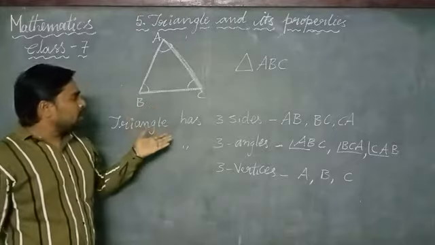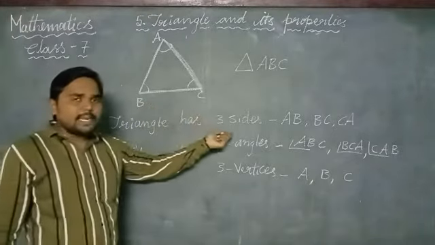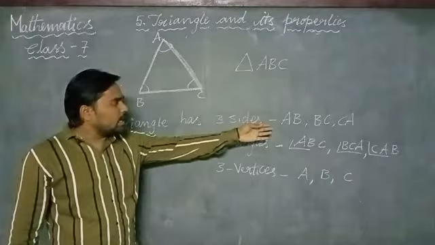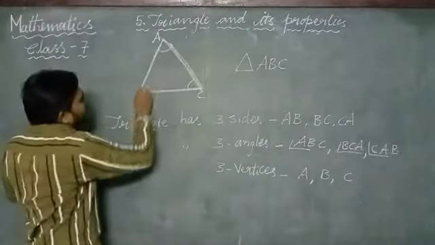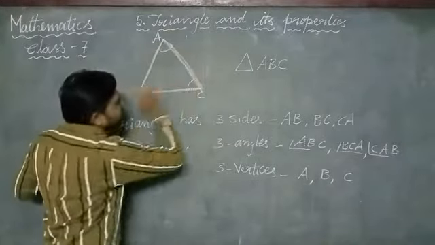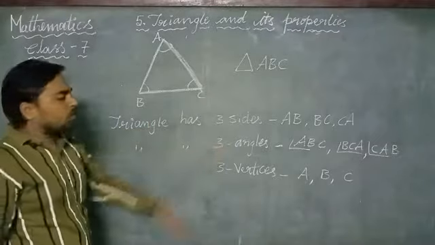Once again, a triangle has 3 sides, and those are AB, BC, and CA. These are the 3 sides of a triangle.